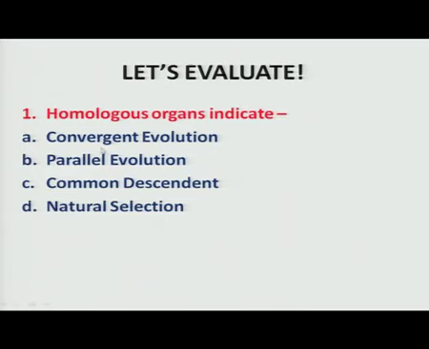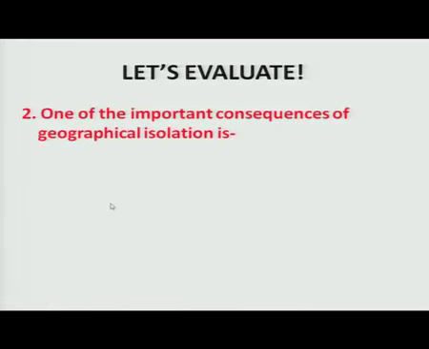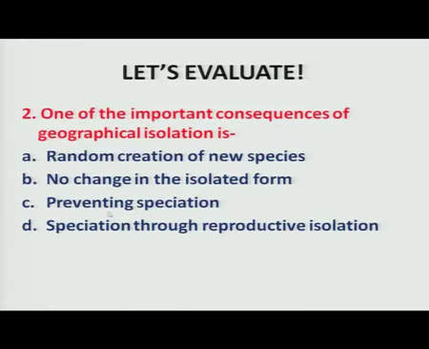Homologous organs indicate convergent evolution, parallel evolution, common descendant. Yes, you are right. Homologous organs indicate common descendant. One of the important consequences of geographical isolation is, what can be the important consequence? We have studied that geographical isolation leads to a barrier resulting in reproductive isolation and formation of a new species. So, the D option is right here, speciation through reproductive isolation.